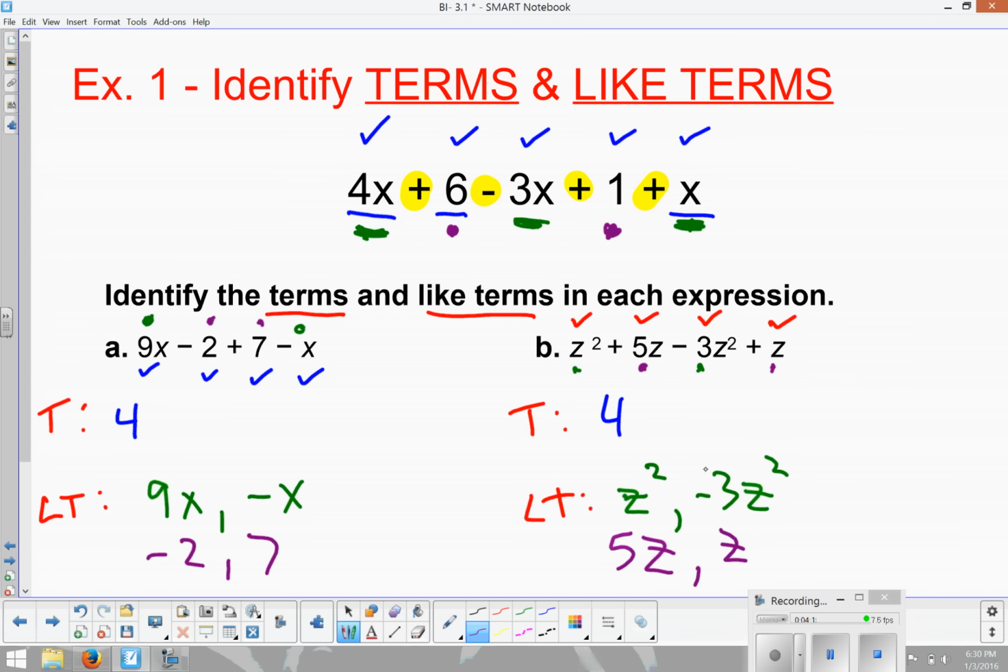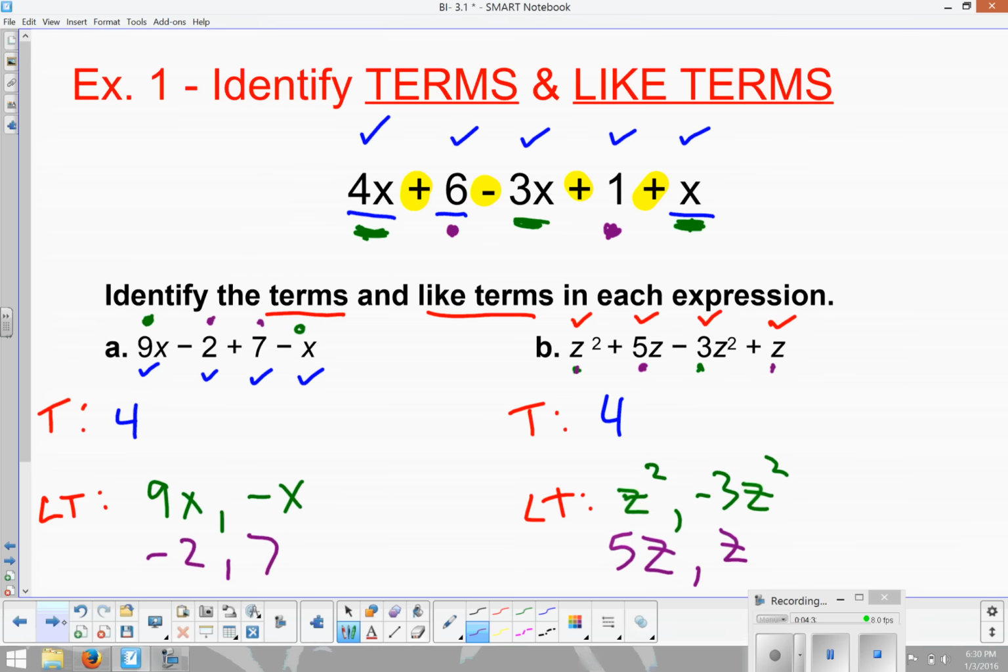Can you guys all see? This one has z's only, and this one has z squared. So those are our terms, 1, 2, 3, 4. And then the like terms will be the ones that share the same variable with the same power. Same variable, same power. Okay.